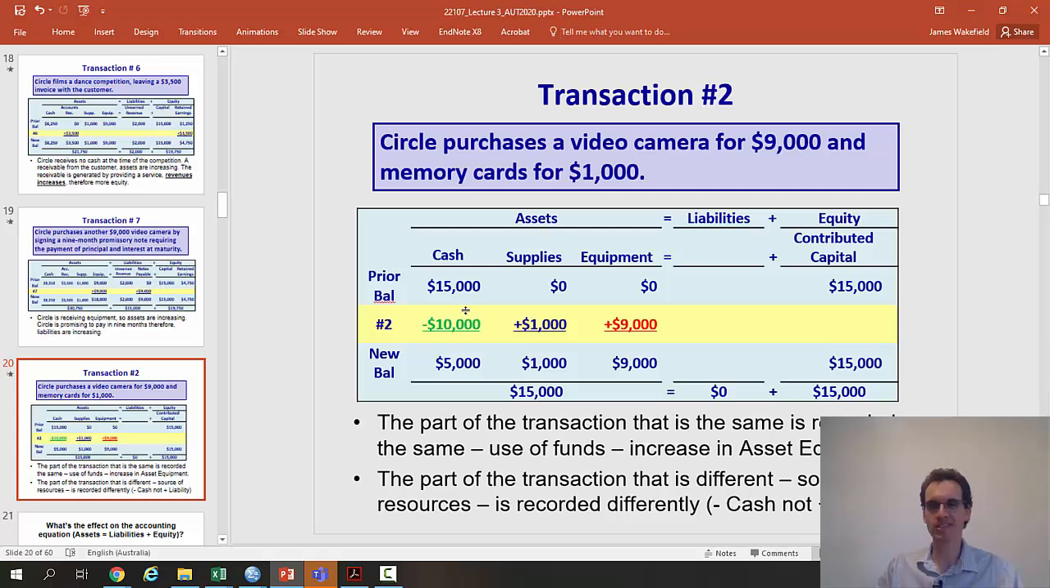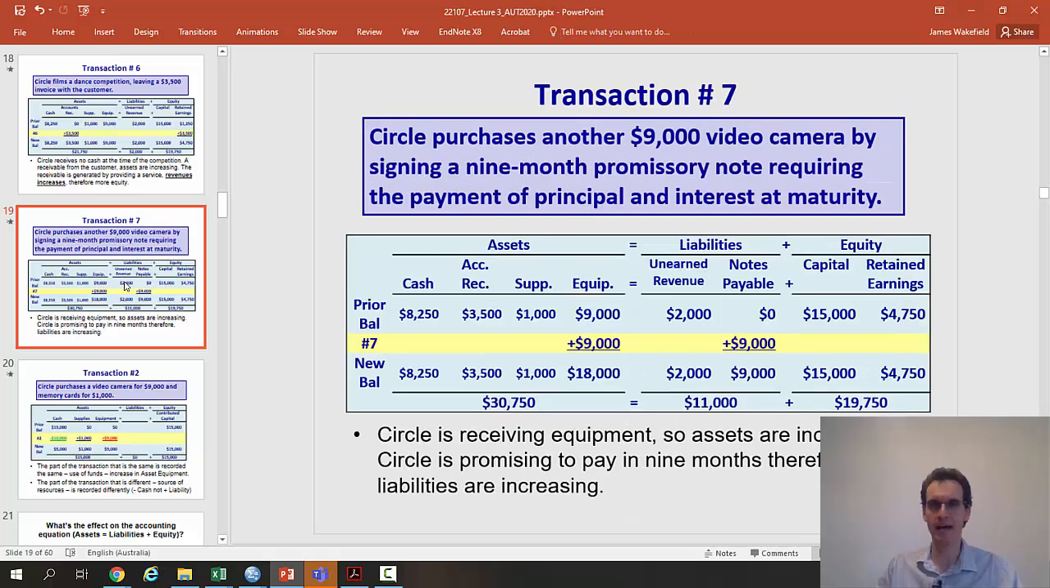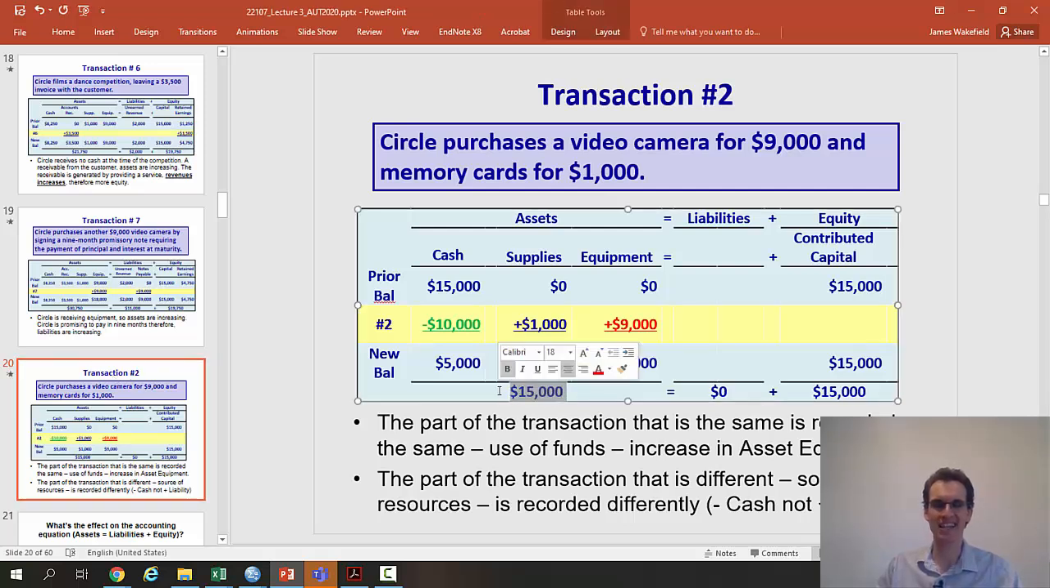Now, if we go back to transaction number 2, we saw that Circle purchased a video camera for $9,000 and memory cards for $1,000. What's the difference with this transaction versus transaction 7 that we were just looking at? Well, the difference here is how we actually fund this transaction. In transaction 2, we funded it through our own cash, the cash that was in the business. So one asset was exchanged for another, and therefore the assets remain exactly the same after that particular transaction.